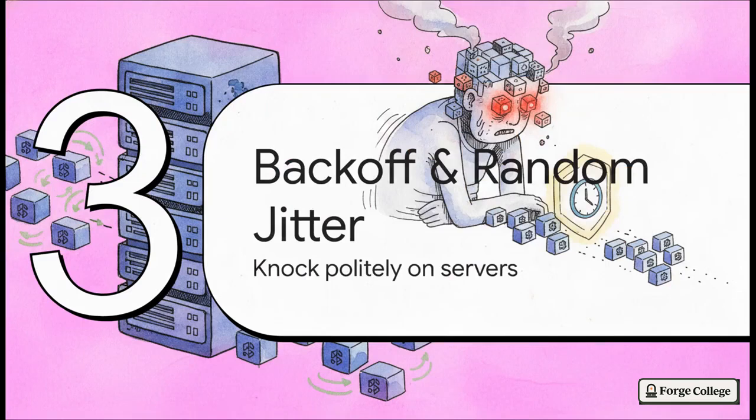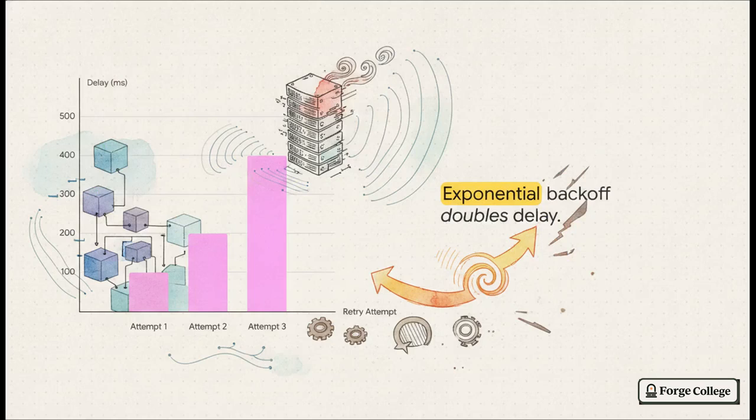All right, Section 3, backoff and random jitter, or as I like to call it, how to knock politely on a server's door. So if we decide we actually should retry, we absolutely need a smart pacing mechanism. Check out the math of being polite, exponential backoff. Notice how the delay time literally doubles with each attempt. We start by waiting just 100 milliseconds. If that fails, we wait 200 milliseconds, then 400. We're progressively backing off to give the struggling server some breathing room to actually recover.